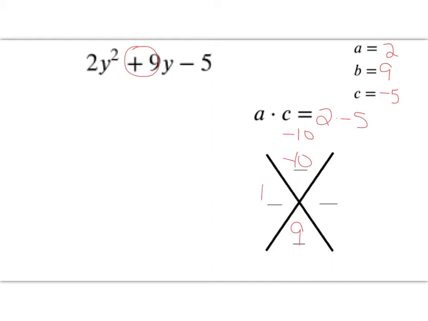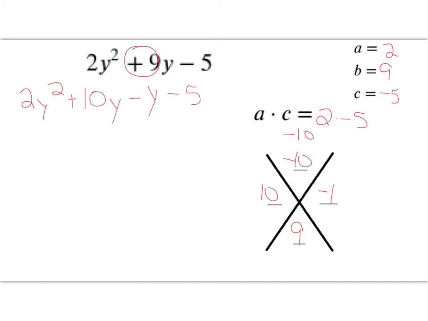So I think that's going to be a positive 10 and a negative 1, right? 10 times negative 1 is negative 10. 10 plus negative 1 is 9. So now we copy the 2y squared, and we write the 9y as those factors. We're basically uncombining the like terms. So plus 10y minus 1y. And then you copy the negative 5.